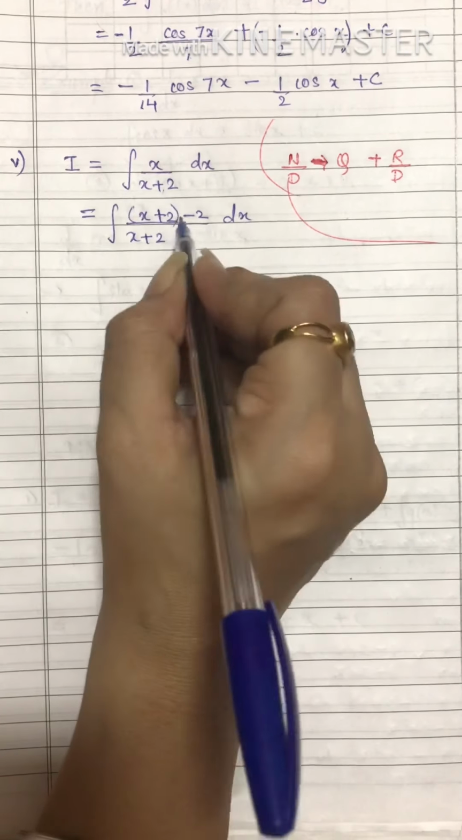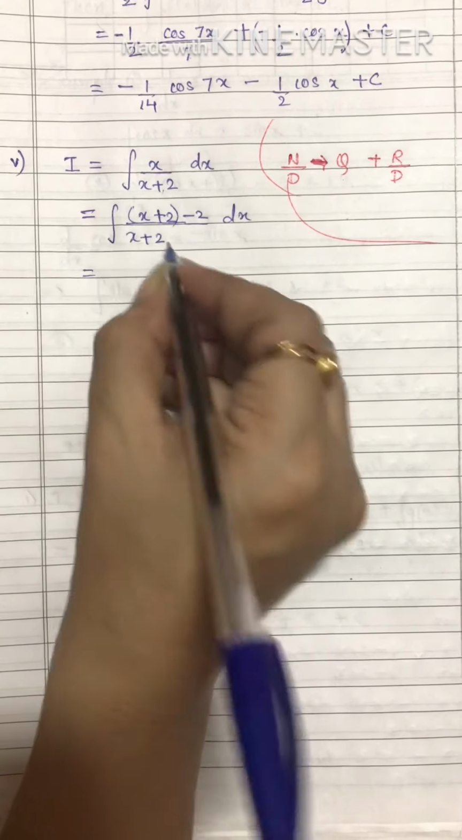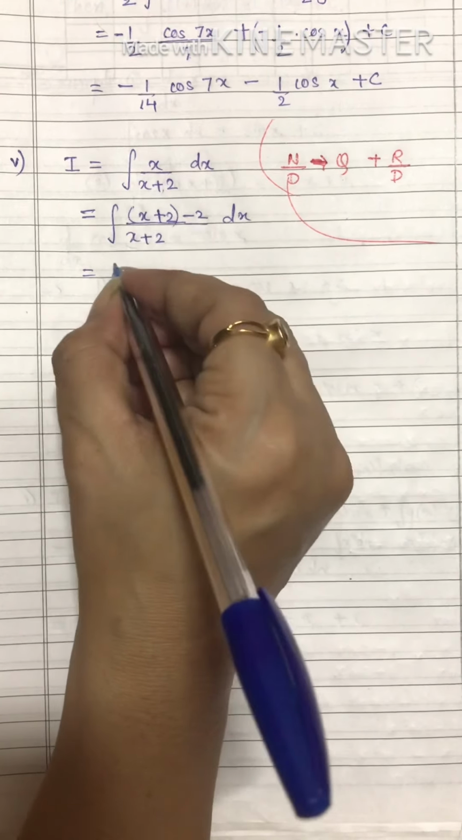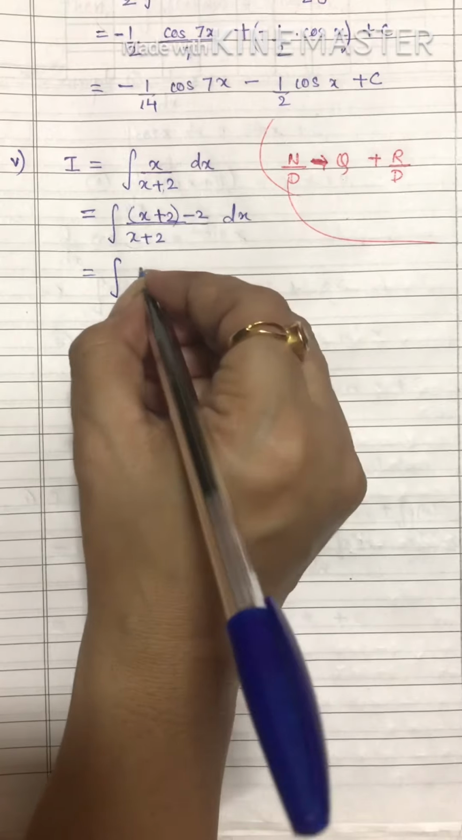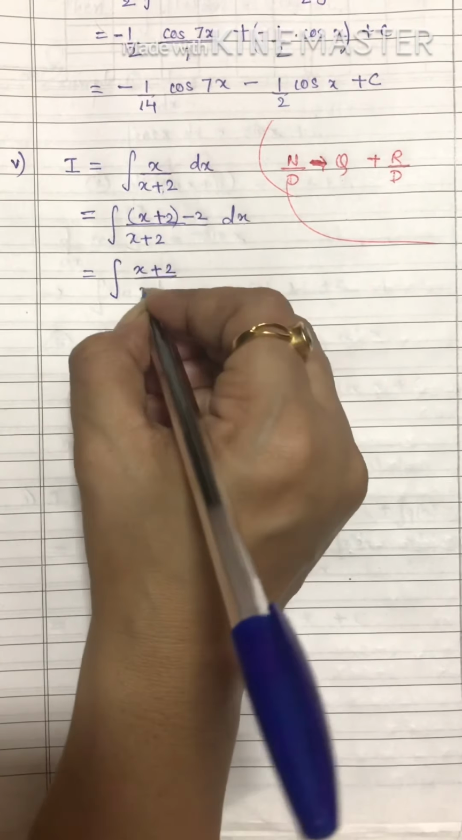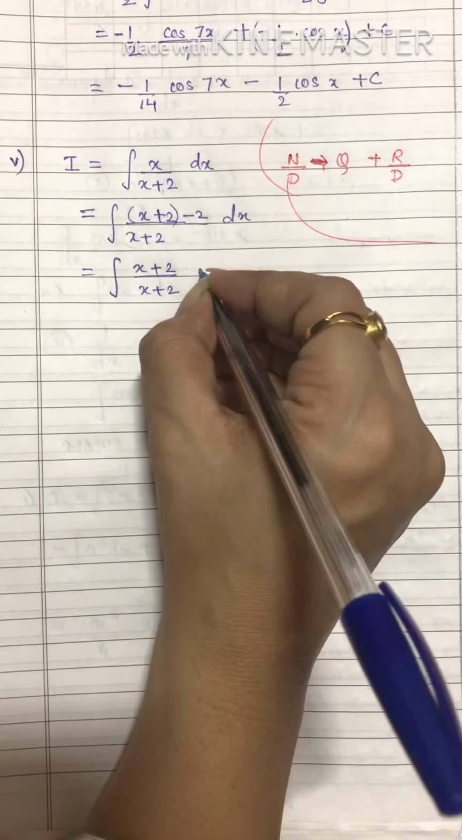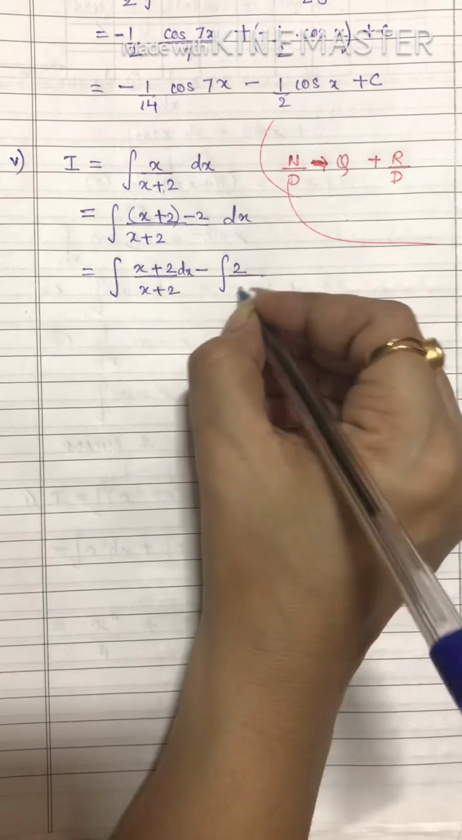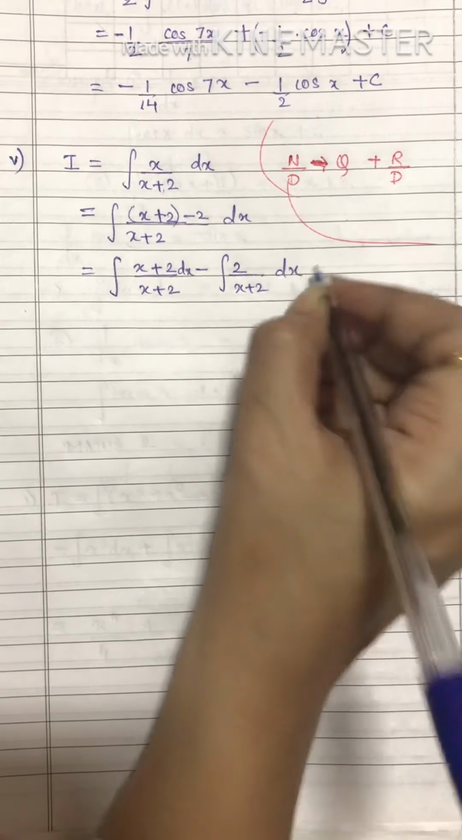I will put this in bracket. This is one and the same thing. Now we will take this denominator to each term of the numerator. So next we get (x + 2)/(x + 2) minus integration 2/(x + 2). I hope you understood this.